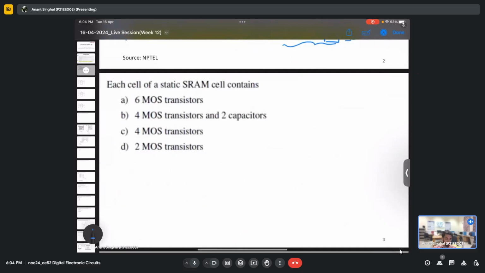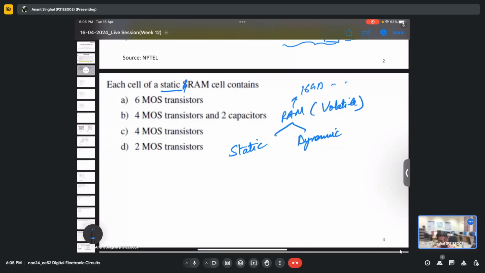Okay, so the first problem states that each cell of a static SRAM contains... First of all, static is itself the S, so there will not be another S. There are two types of RAM. RAM is random access memory, which is volatile, that is, it is not permanent. I guess you all might be aware it is in our computers and laptops also. We often buy our computers by seeing what amount of RAM it has, like 16 GB RAM, etc. So we have two types of RAM. One is static and one is dynamic.